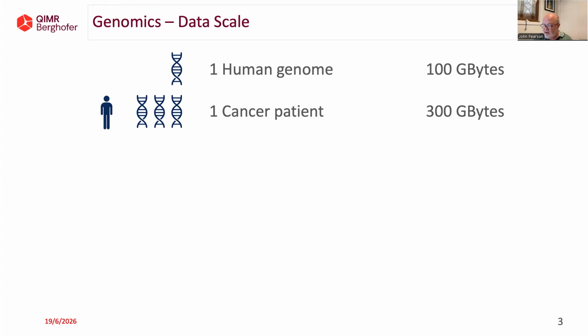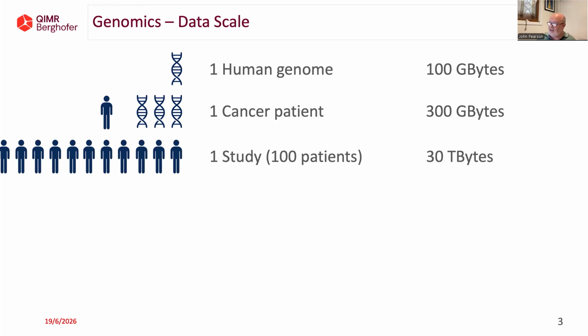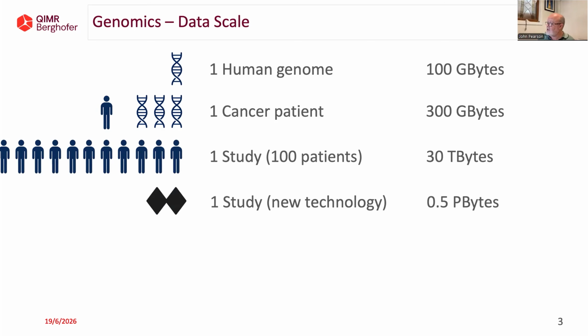So three genomes effectively for one cancer patient. That's 300 gigabytes. A small study these days is 100 patients, so 30 terabytes is a small study. And there's a much better sequencing technology that's just come out, but it's about 15 times as much information that we have to process. You have to process about 30 million observations a second on a voltage sensor.